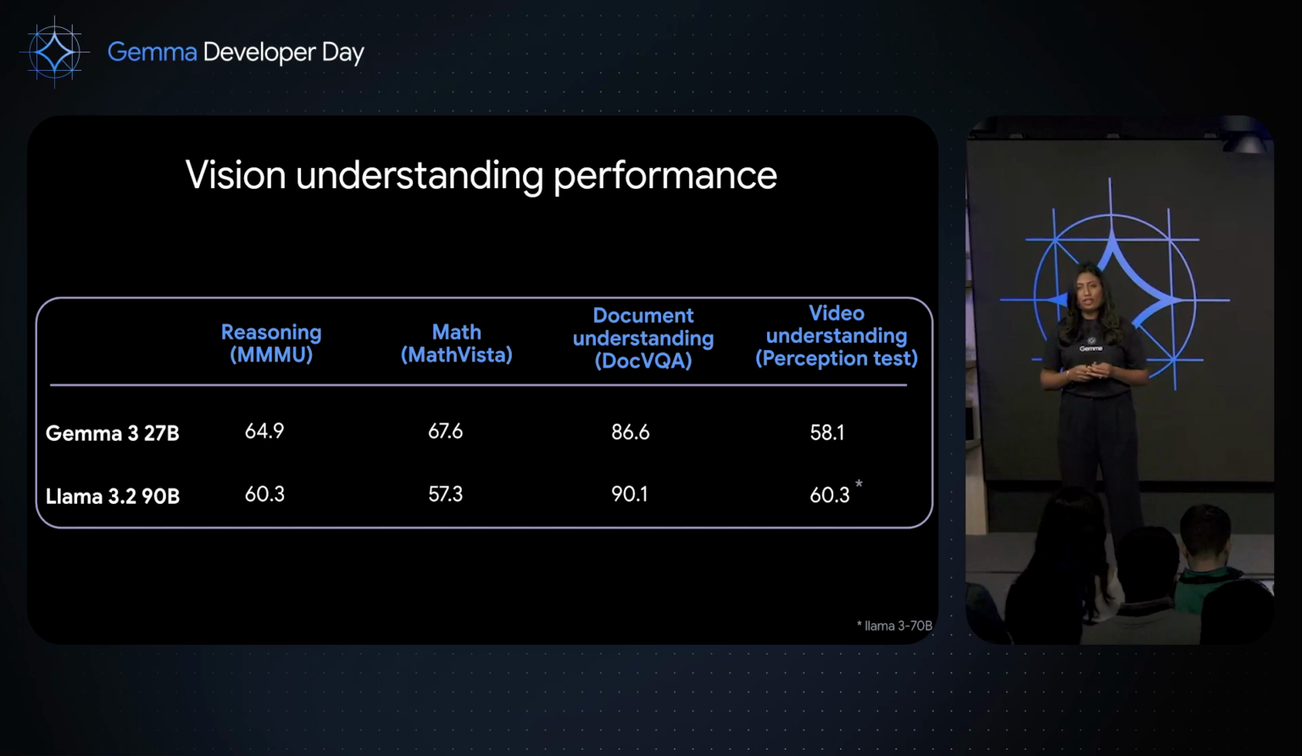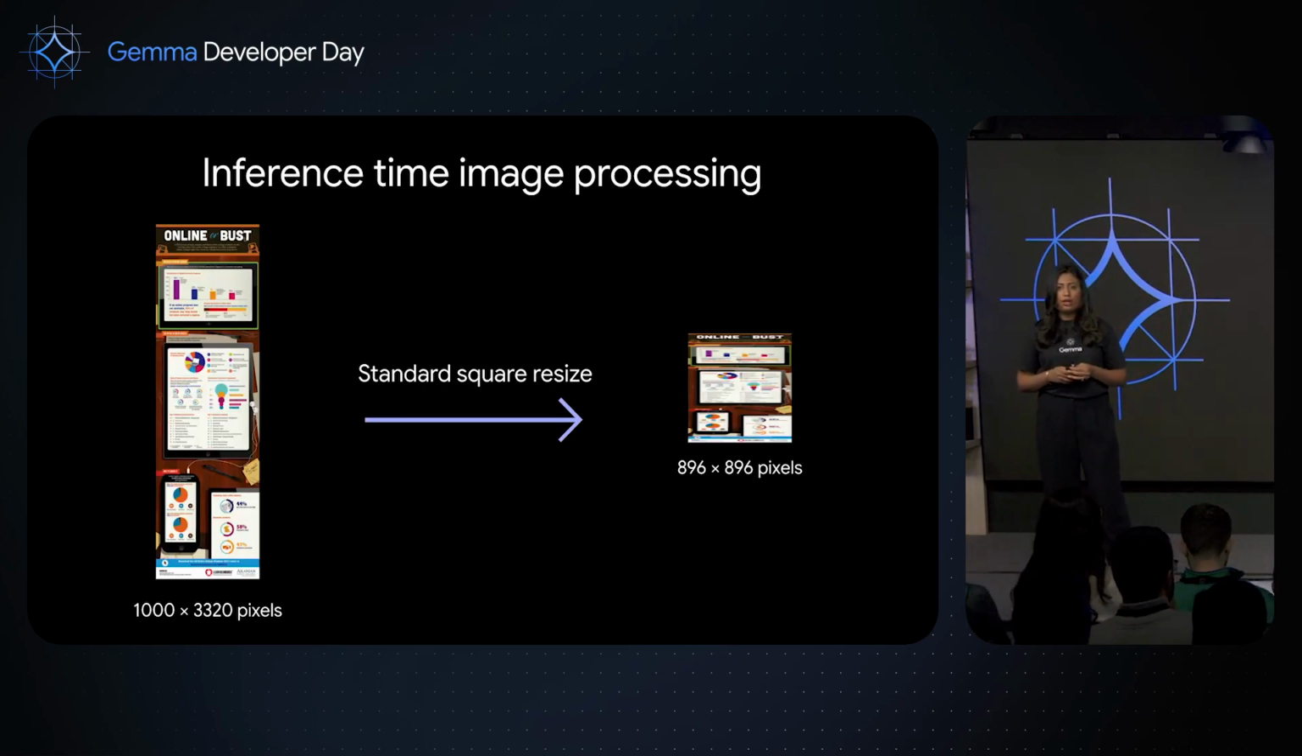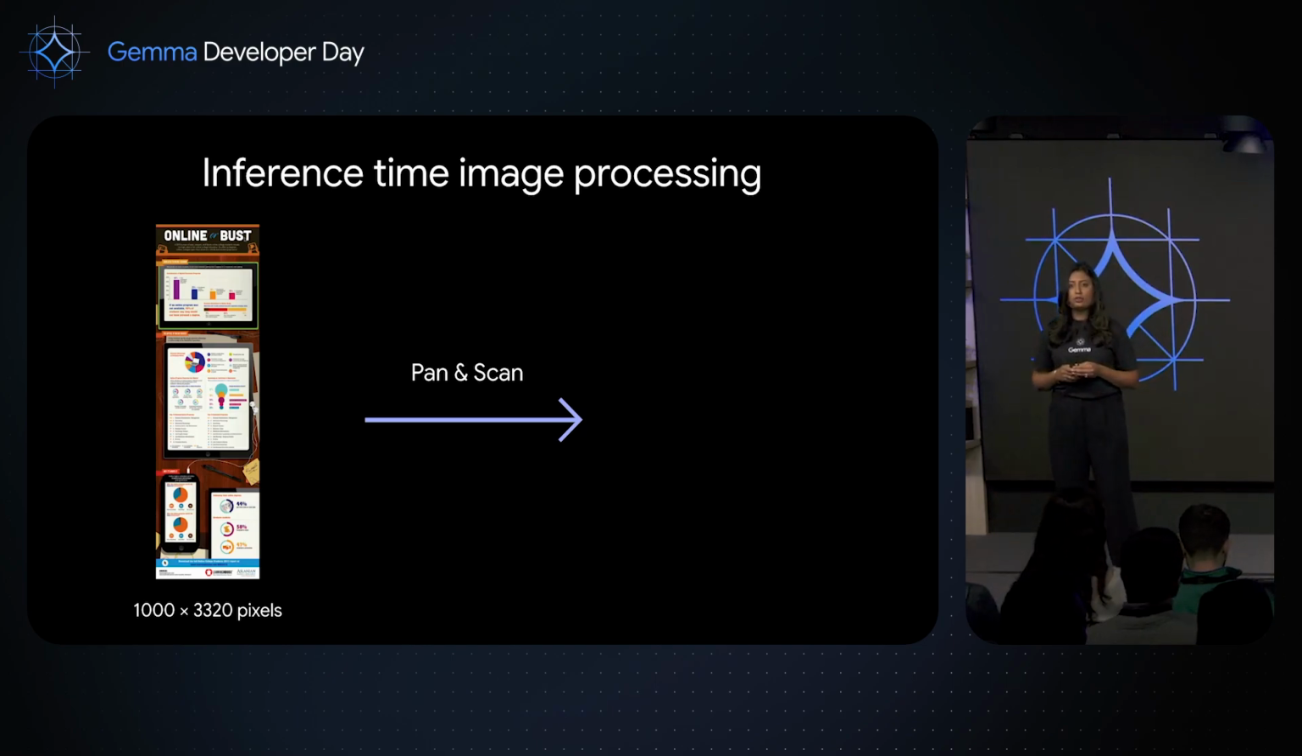We evaluate Gemma 3 on a wide range of domains, and as you can see here, Gemma 3 achieves great performance on reasoning, math, document understanding, and video understanding, often outperforming or matching models that are much larger in size. While square resize suffices for most images seen in the wild, as you can see here, it severely limits readability for images that have skewed aspect ratios. We use the following approach to process such images.